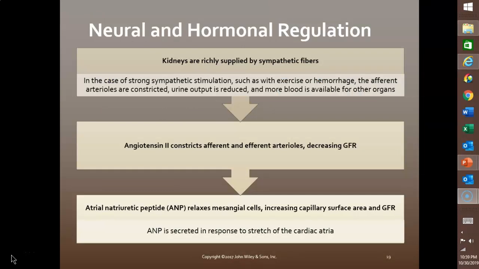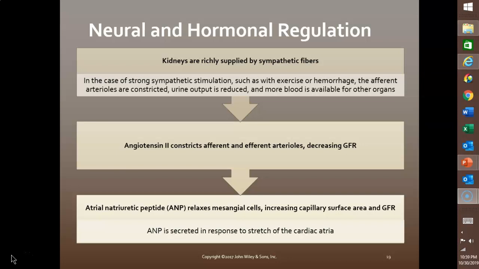The second mechanism of regulation of GFR is neural, by the nervous system. So the kidneys have a great supply of sympathetic autonomic nervous fibers that are going to secrete norepinephrine. Now remember, norepinephrine causes vasoconstriction. So under normal conditions, the arterioles are mostly dilated, and the renal autoregulation of GFR pretty much takes care of everything.